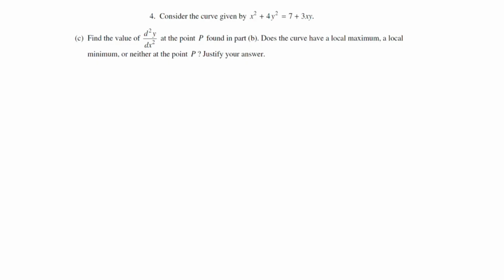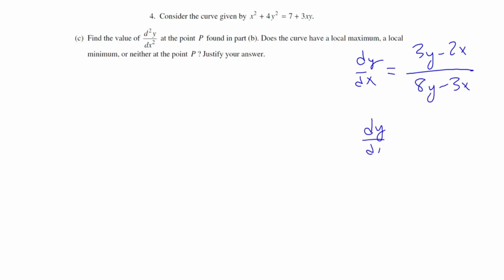And in part C, they ask us to find the value of the second derivative at that point that we just found, and then use that to determine if the curve had a local max, min, or neither at point P. So we have to find the second derivative here. We're going to just note from the beginning, we had that dy/dx was equal to 3y minus 2x over 8y minus 3x. And actually, let's just evaluate this right now at the point (3, 2). Well, we know what it is, right? We know that it equals 0 there.